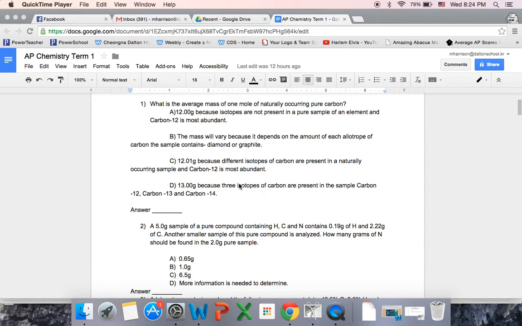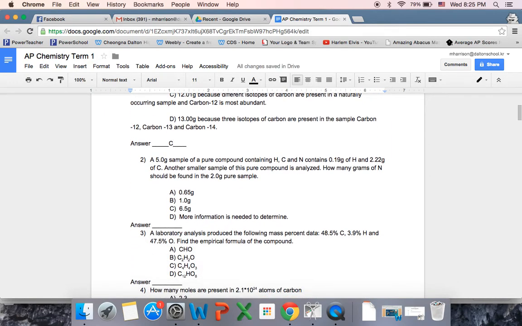Anyway, so number one, what's the average mass of 1 mole of naturally occurring pure carbon? How do we find this out? Very simple. We look at the periodic table. It will tell us that the average mass of one atom of carbon is 12.1 AMU. We convert this into grams because different isotopes of carbon are present, so that means that it's not 12 exactly. 12 is the most abundant though, and so the correct answer here is C.